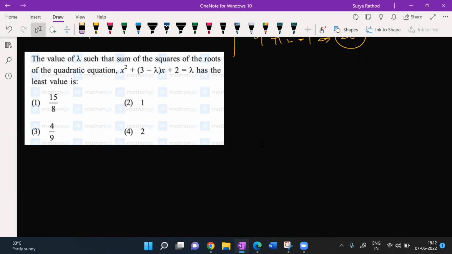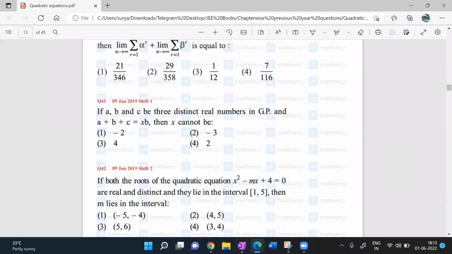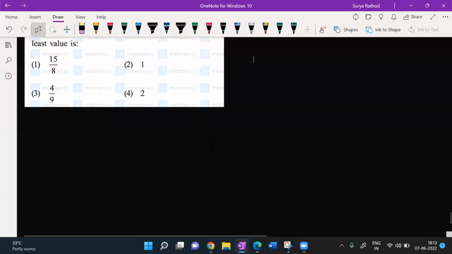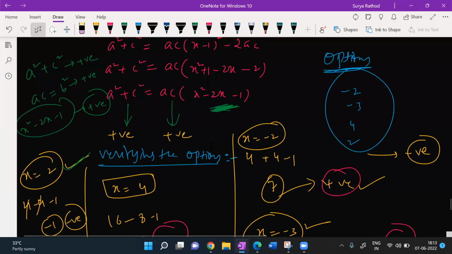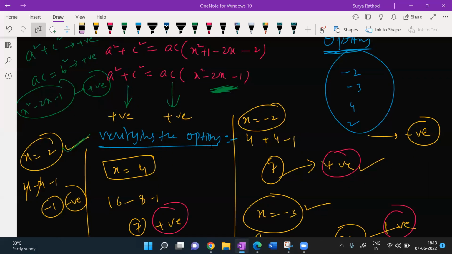Sir, in the 41st question, how can we say that a square plus c square and ac is positive, sir? Sorry, sir, in the last question. 45, yes, sir. 1 second, guys. Here we took a square plus c square and ac in the RHS as positive, right? So how come we took that, sir?